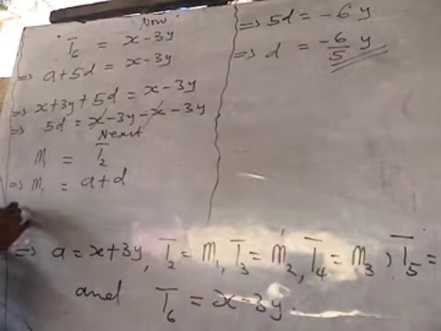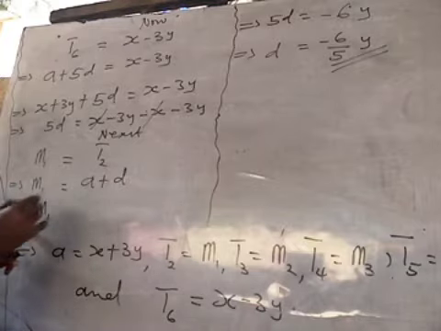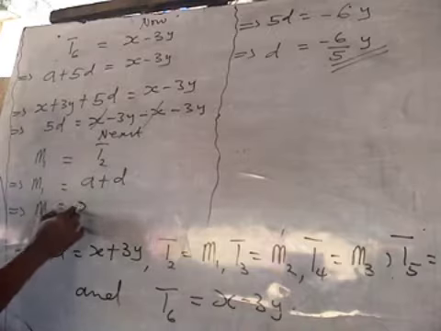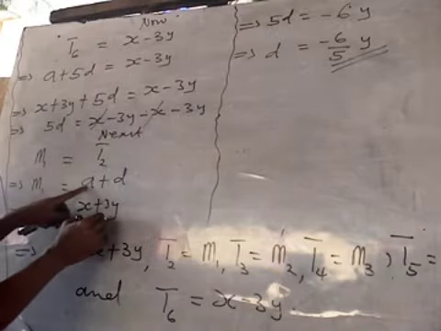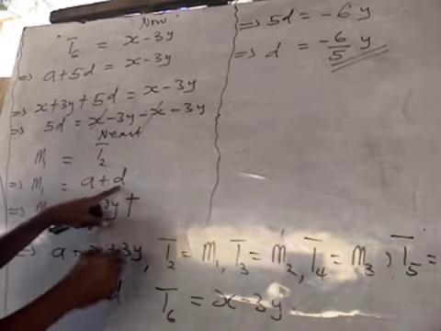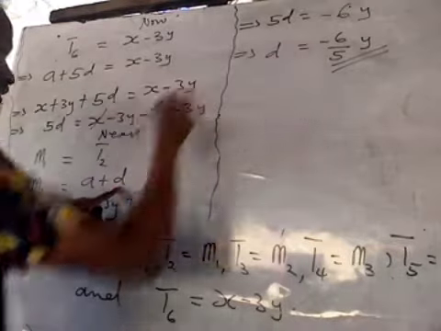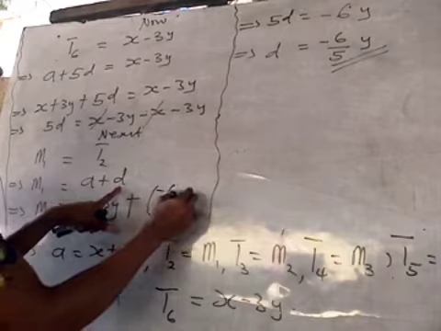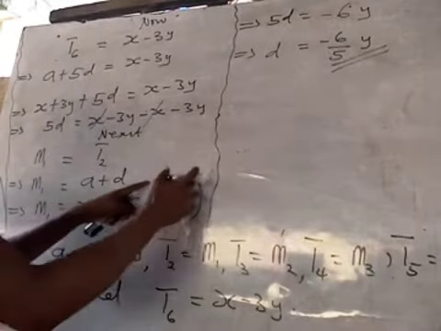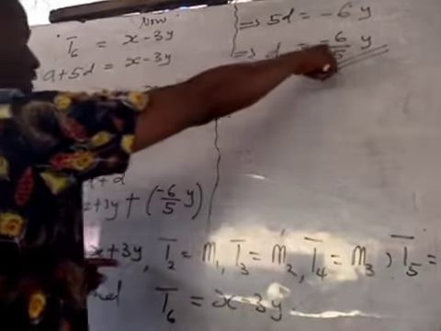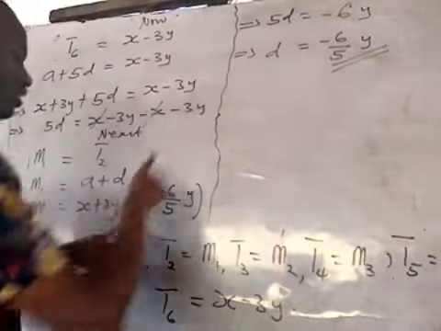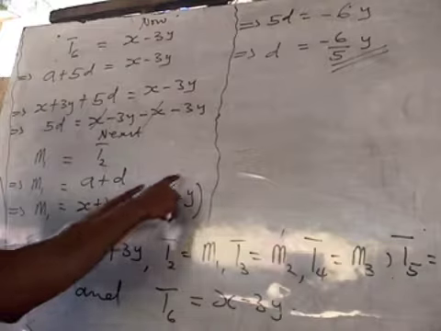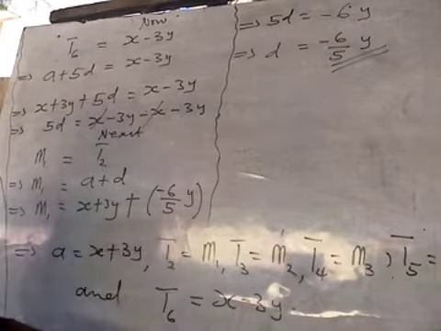This means that the first mean M1 will be equal to, what is my A? My A is x plus 3y. So this means x plus 3y for A. Then I have plus D. Is D given? Look at the value of D there. D is equal to minus 6 over 5y. And we all know why I am putting this bracket, because you can see D is bearing a negative sign and I have plus here. When you see two signs occurring in mathematics, what you do is separate them using parentheses.